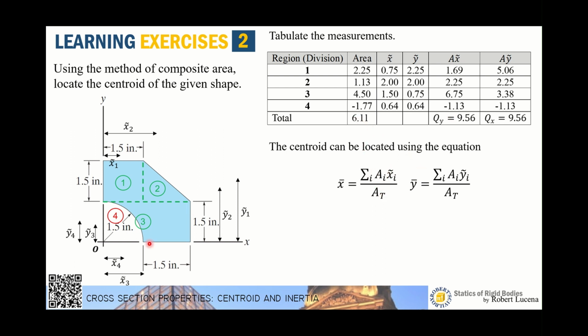So if you want to locate y bar, or the location of the centroid measured from the x-axis, you will simply divide QX, or summation of ay curl, divided by the total area. Substitute the values, and you have x bar and y bar. So x bar is 1.57 inches measured from the y-axis, and y bar is 1.57 inches above x. That is how you can locate your centroid.